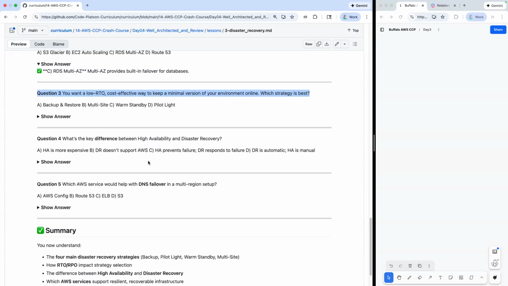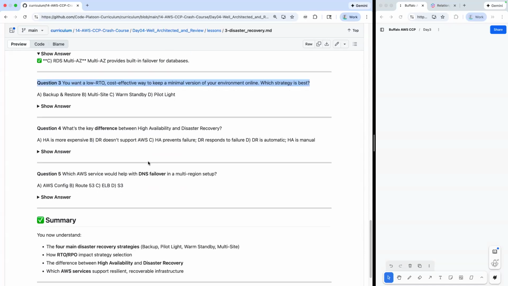Question 3, I want a low, oh man, recovery time objective. I struggle with these acronyms. Cost-effective way to keep a minimal version of your environment online. Which strategy is best? So can someone maybe try to say in your own words what this question is asking? What does the business want? Does the business want the cheapest possible option?